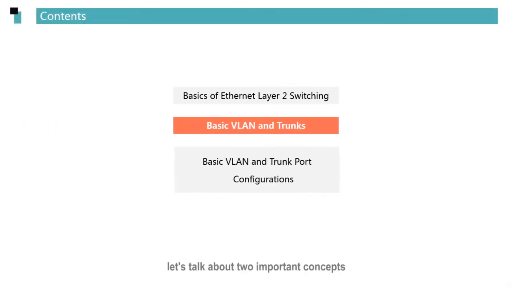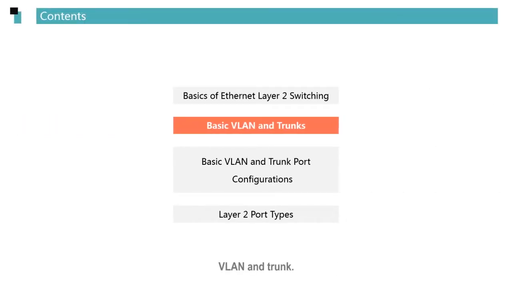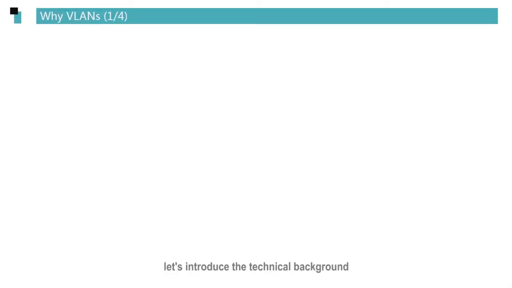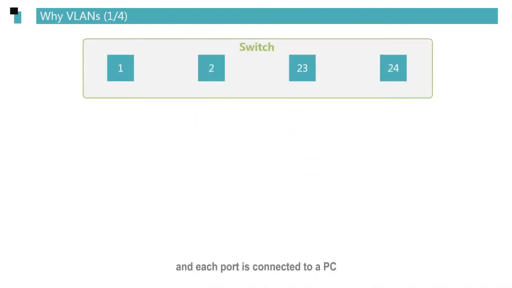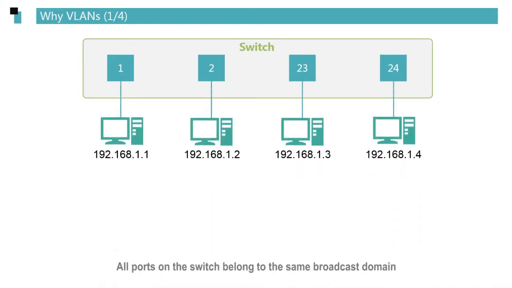Next, let's talk about two important concepts, VLAN and trunk. First, let's introduce the technical background. This is an Ethernet switch. It has 24 ports, and each port is connected to a PC. All ports on the switch belong to the same broadcast domain, a logical subnet, by default. Therefore, all PCs connected to the switch belong to the same broadcast domain.